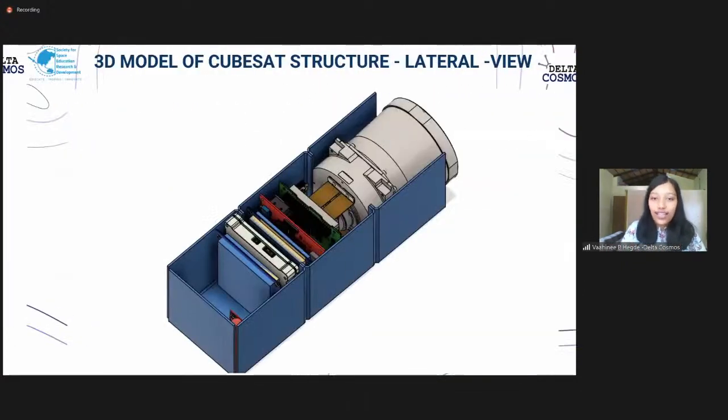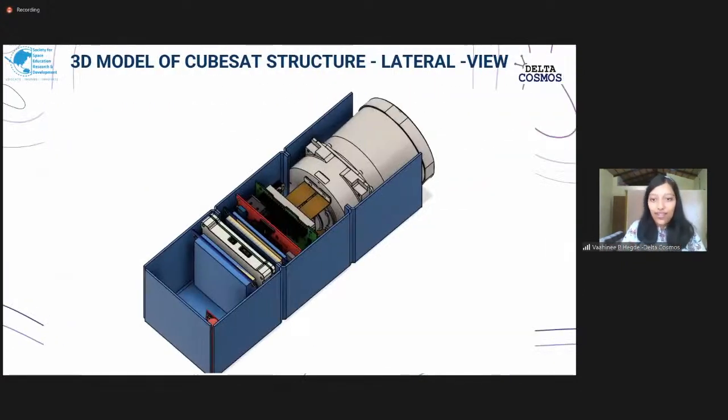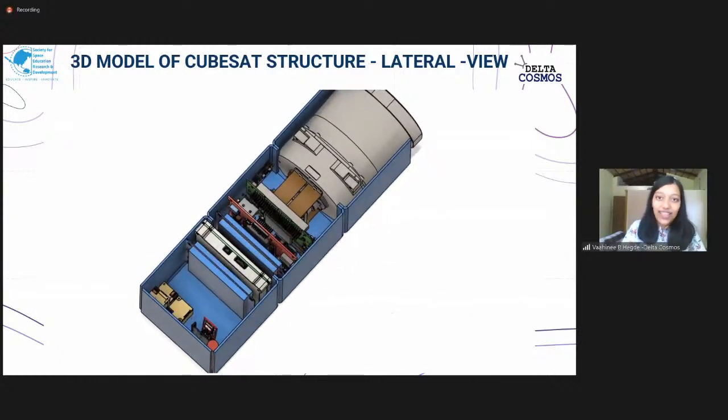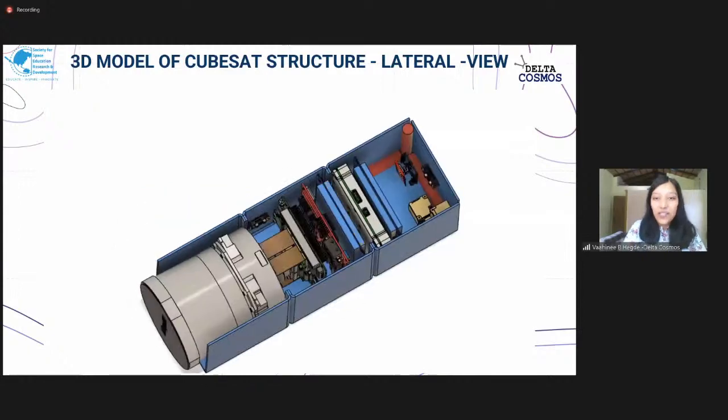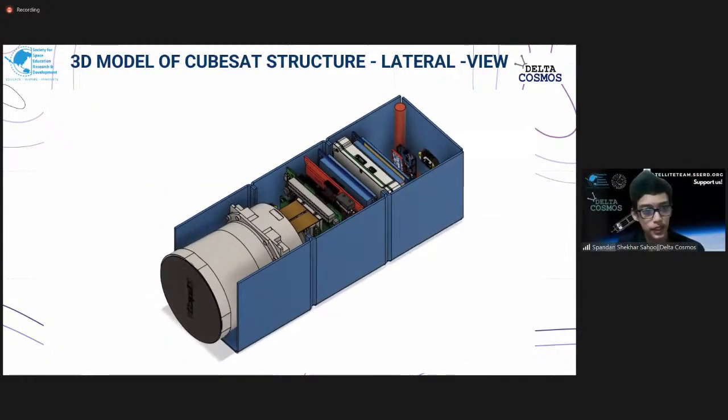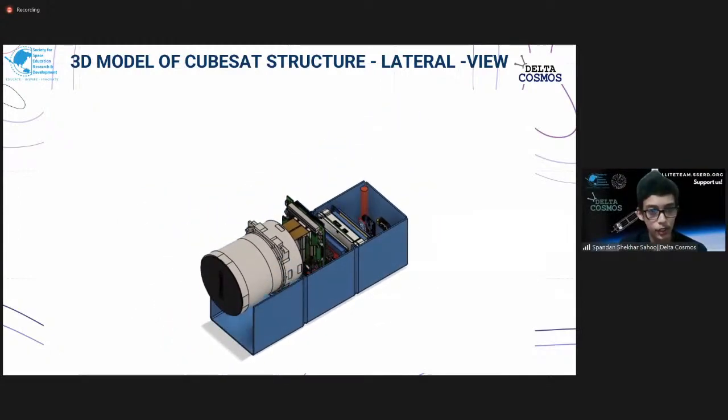And now is the time you all have been waiting for, and that is the journey to the 3D world. So Spandan and I are ready to take you on. Go on, Spandan. Yes, so hey, I'm Spandan. I've been working on the 3D model of the 3U CubeSat.